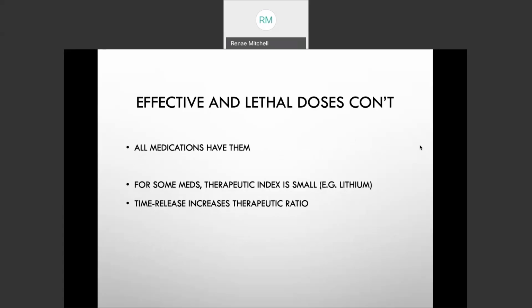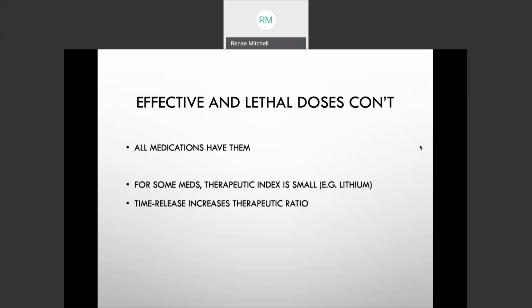All medications are given a therapeutic index. For some medications, the therapeutic index is relatively small. So for lithium, the amount of medicine that is needed to have an effect on individuals with bipolar disorder is so high that at that level, it becomes close to toxic. And so the therapeutic index of lithium is small because the effective dose is small compared to the lethal dose.